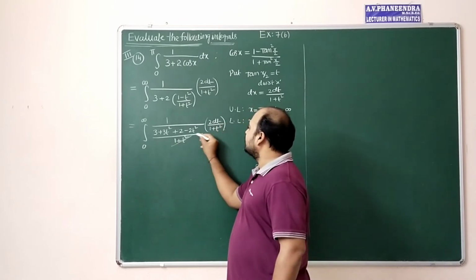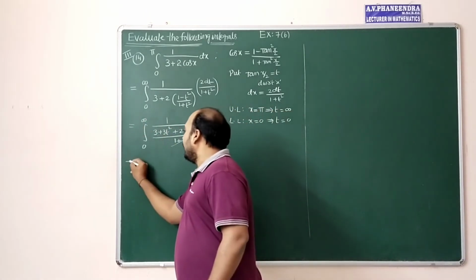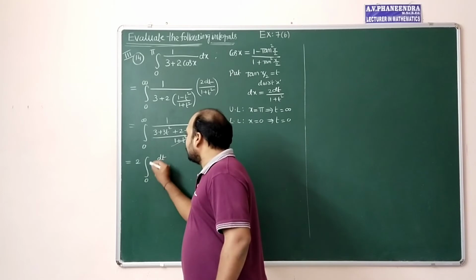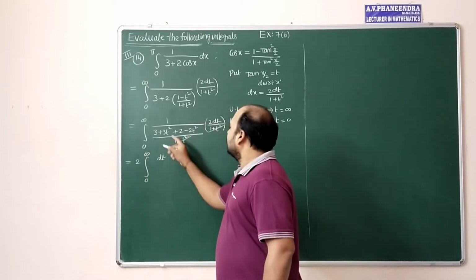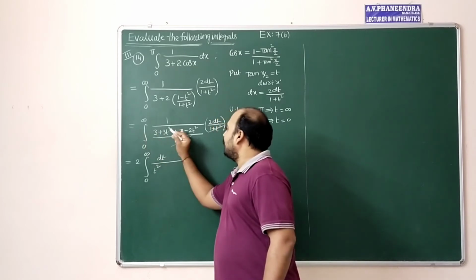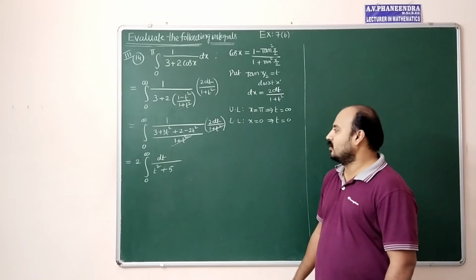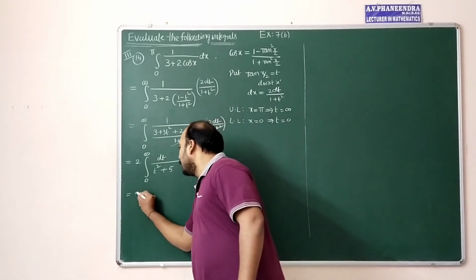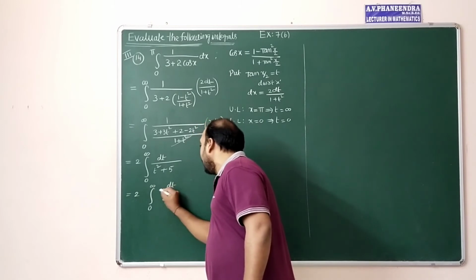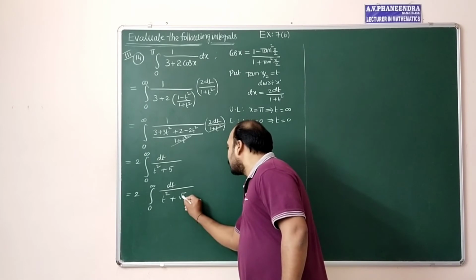So here 1 plus t square, here 1 plus t square get cancelled. 2 dt, 2 we can take outside of the integral into dt, limit 0 to infinity. 3t square minus 2t square is t square, 3 plus 2 is 5. In the next step, 2 into integral 0 to infinity dt divided by t square plus 5. 5 can be written as root 5 whole square.